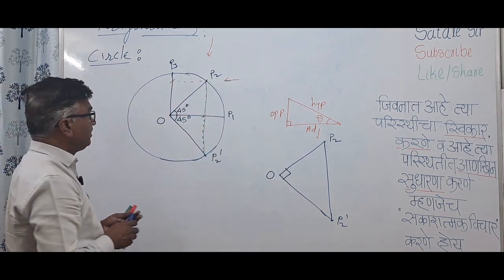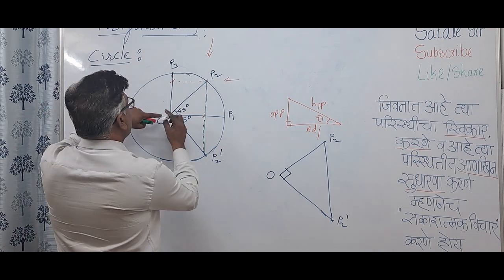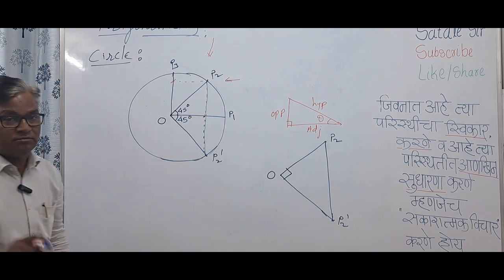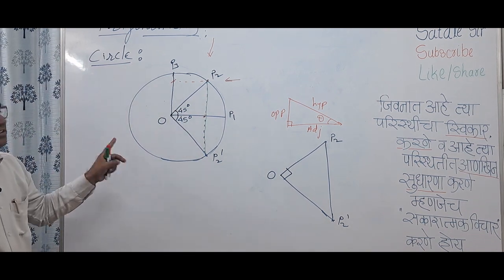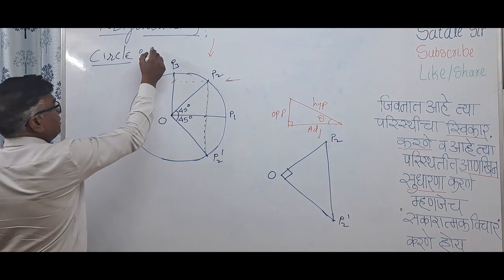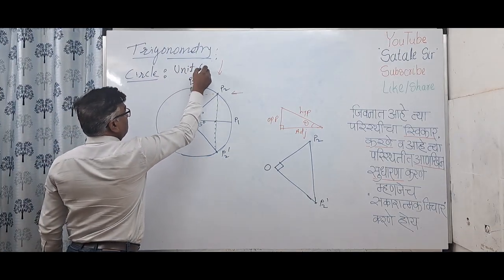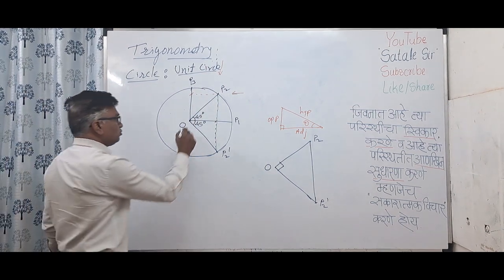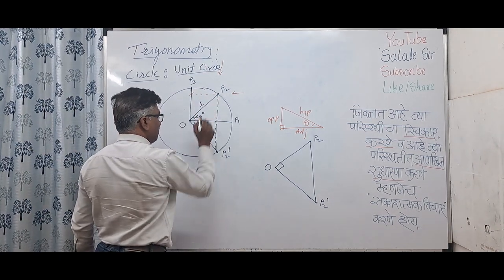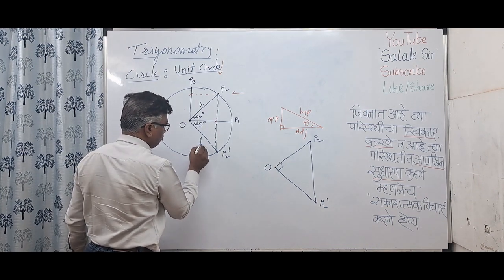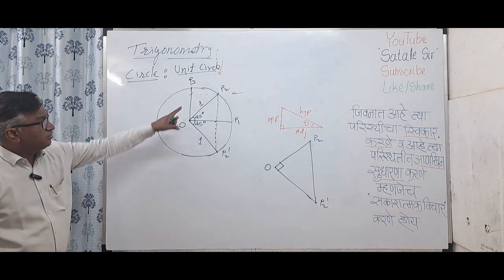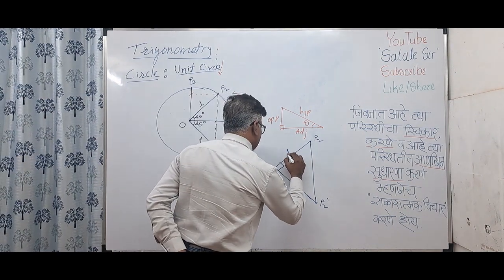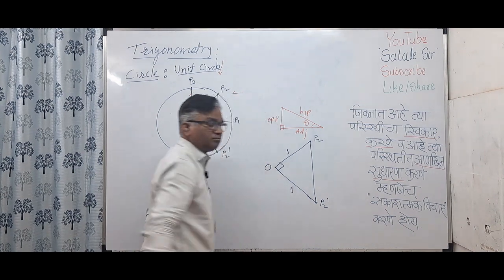The thing here is that this line O to P2 is equal to the radius R. Now R in this case we have considered as 1. So this is a unit circle now. Unit circle itself means the radius is equal to 1. So this OP2 is 1 and this OP2 dash is also 1, because it is an isosceles triangle. So this will be 1, this is also 1.